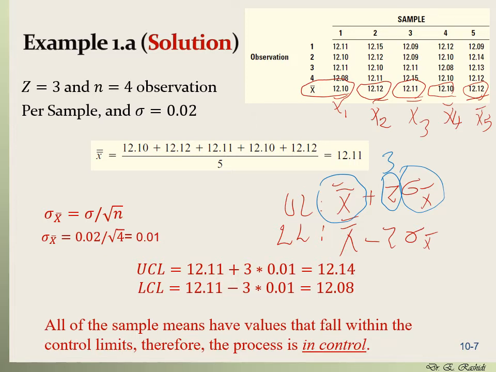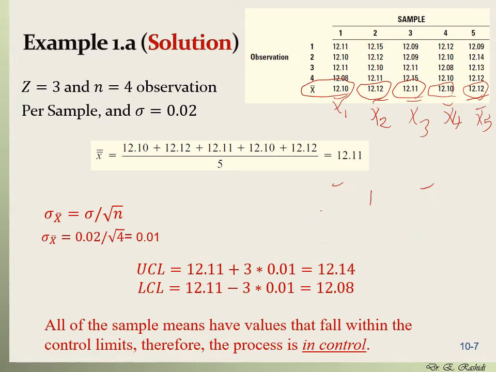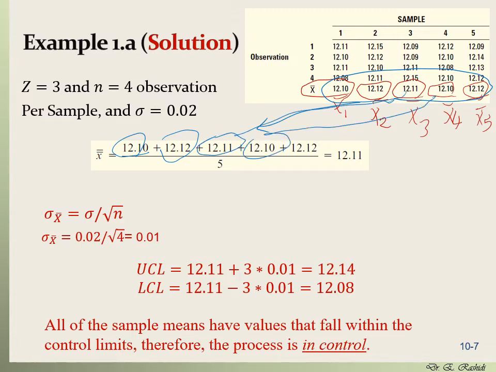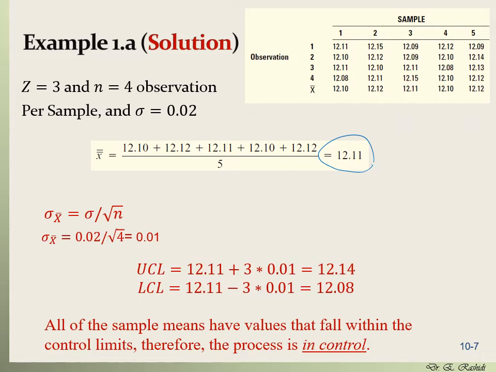To compute X bar bar, we need to find the average of averages of each sample that we have here. So that means we need to find the average of these averages. That would be 12.10, that's x1 bar, plus 12.12, plus the third one, 12.11, 12.10, and 12.12, divided by the number of samples that we have, which is 5, and that would be 12.11. So the grand average x bar bar is 12.11.